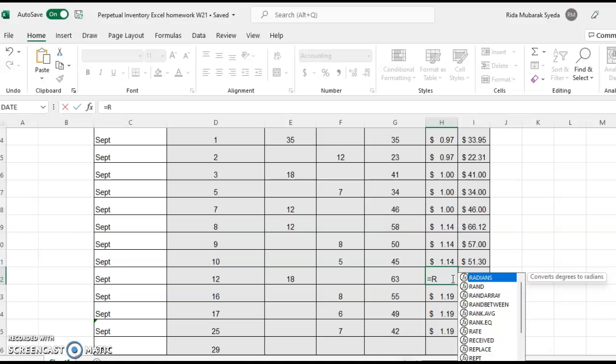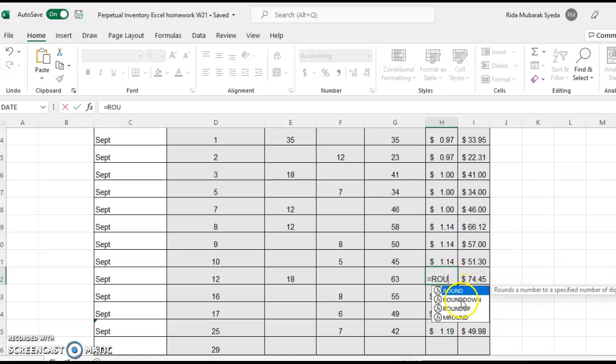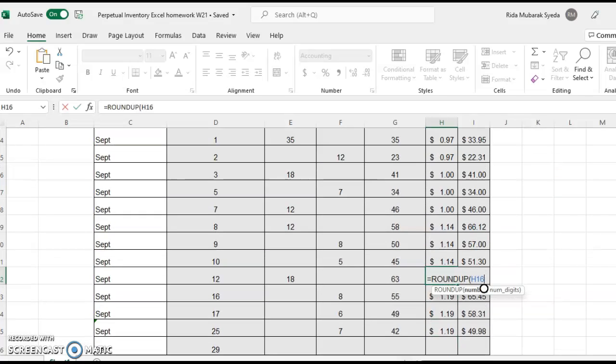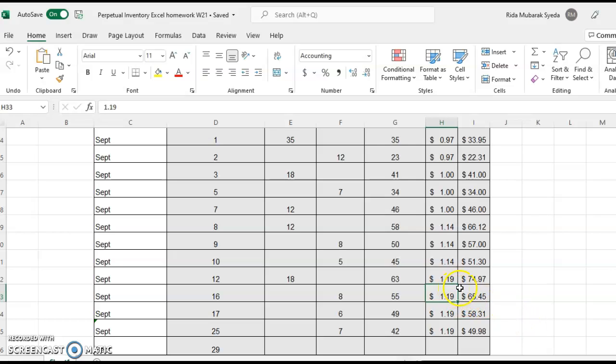So round up, 709, that's divided by 6, comma 2, close brackets, enter, and we got 119, and 7497 is what we got on our paper. That is correct.